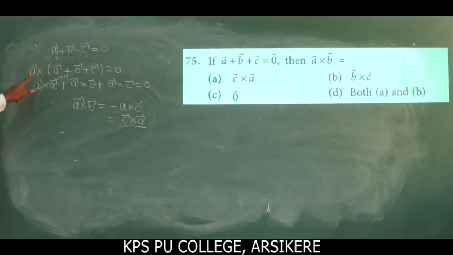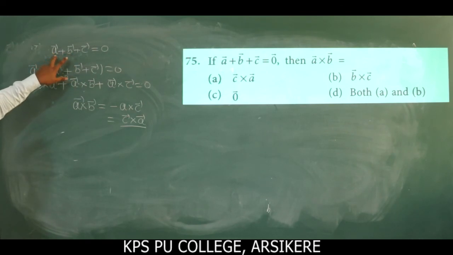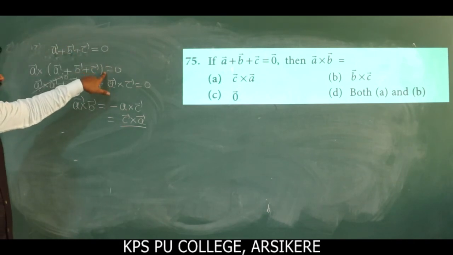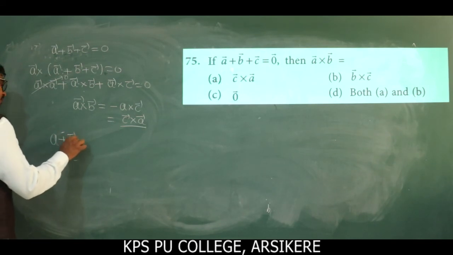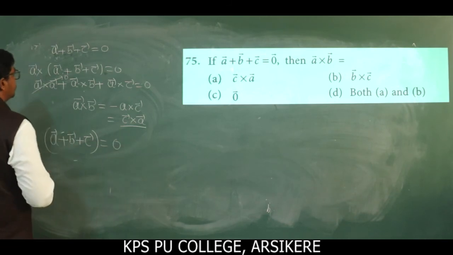That is one possibility. Another one: for A plus B plus C, taking the cross product with B, post multiply with B. This becomes vector A plus vector B plus vector C is equal to 0.